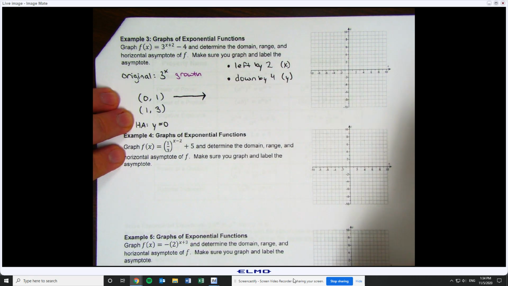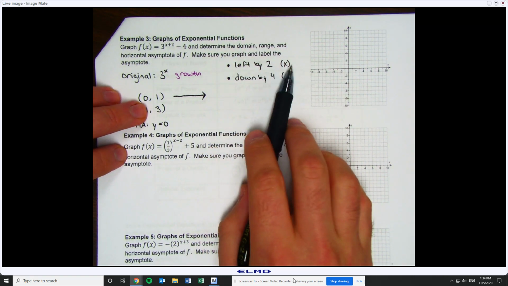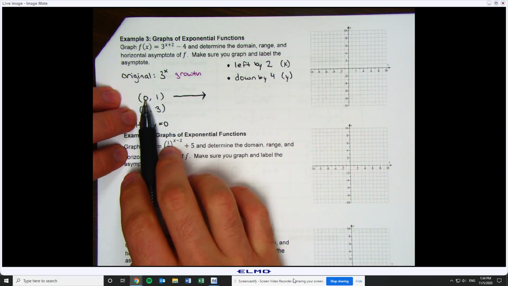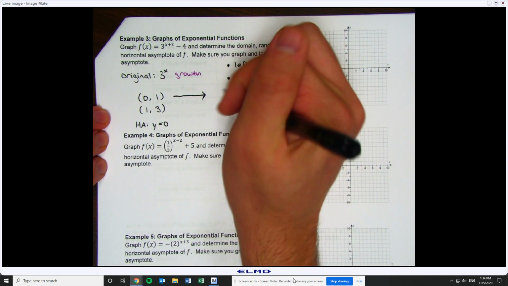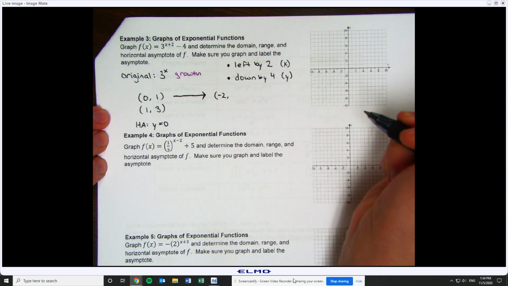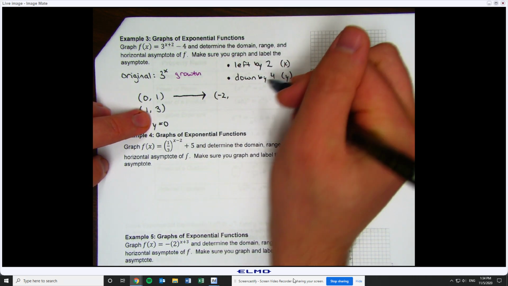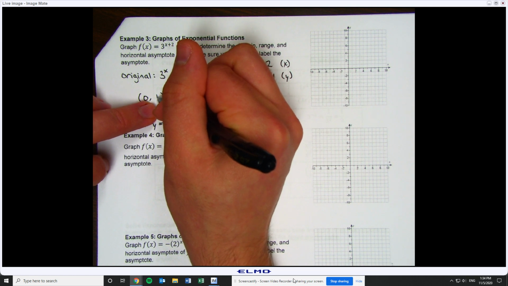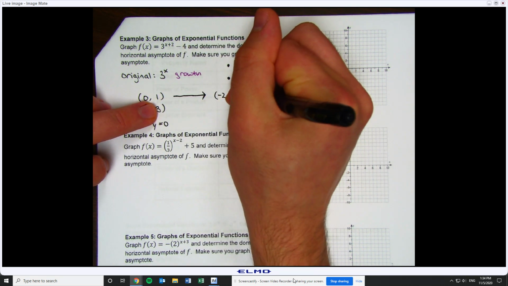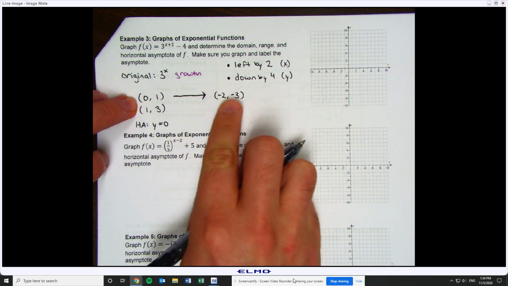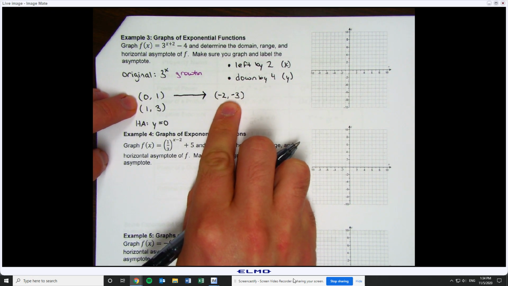Doing our transformations, I see that the x value goes left by 2. So if I'm at 0, go left 2. That gives me negative 2. Now for the y value, I'm going to go down 4. So if I start at 1, go down by 4, that gives me negative 3. This point has been transformed to that point.